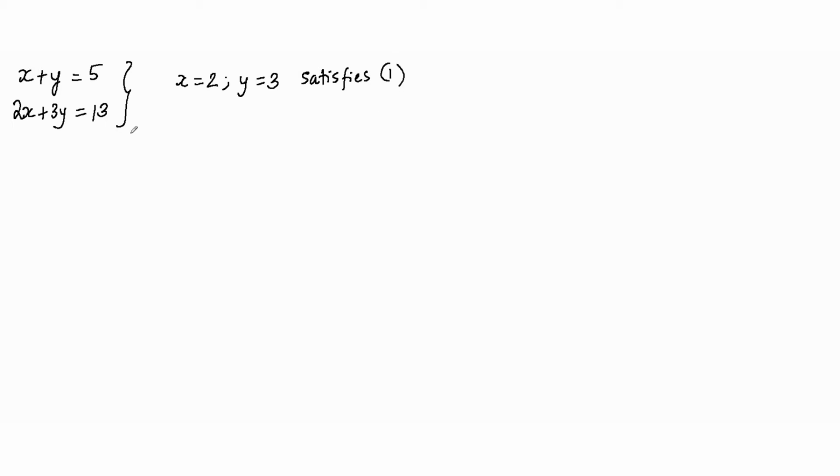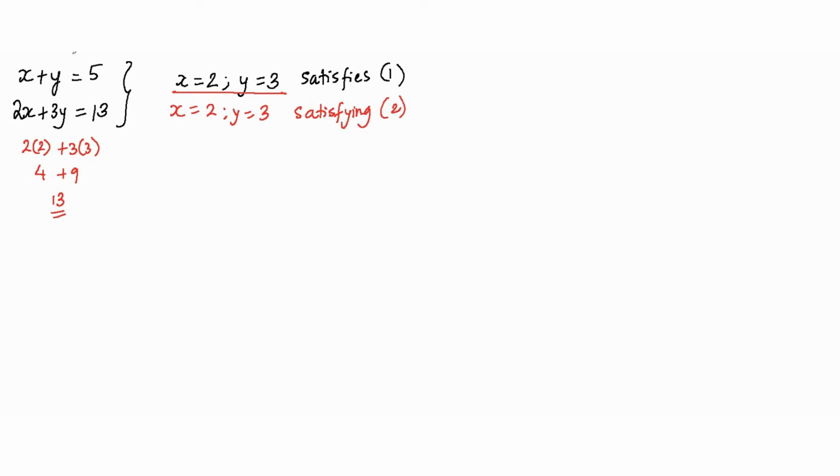So x equal to 2, y equal to 3 satisfies the first equation. And let us now apply x equal to 2 and y equal to 3 in the second equation also. So 2 times 2 plus 3 times 3 is 4 plus 9, and 4 plus 9 is equal to 13. It means that x equal to 2 and y equal to 3 is also satisfying the second equation, right? So this value of x and y is satisfying both the equations. So this is the solution to the set of simultaneous equations.